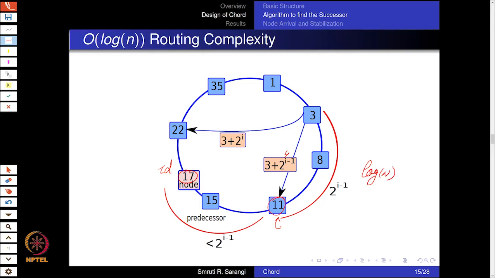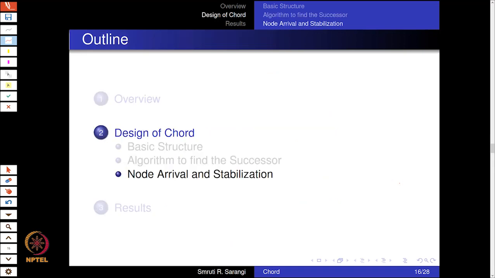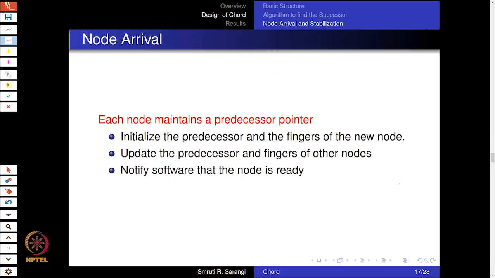It's not given that clearly in the paper, but you will have to consider all the sub cases and corner cases that I discussed. With that, it's very easy to see that it will be order log n. And we also see this coming out experimentally as well. Now node arrival and stabilization.